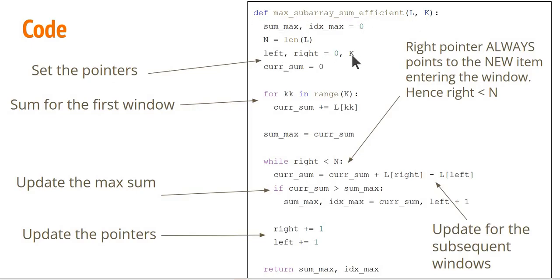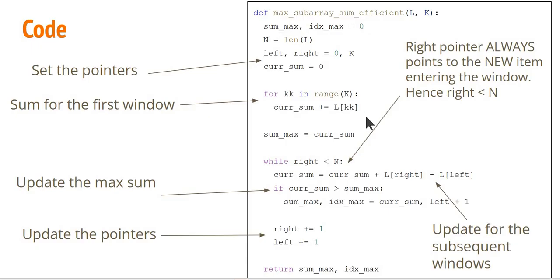Most importantly, I assign two pointers, left and right, to 0 and K respectively. Now this is very interesting. Recall the first window goes from 0 to k minus 1, which means that subsequently for any window, my left pointer is pointing to the item that is leaving, and my right pointer is pointing to the item that is entering. We'll make use of this fact a little bit later.